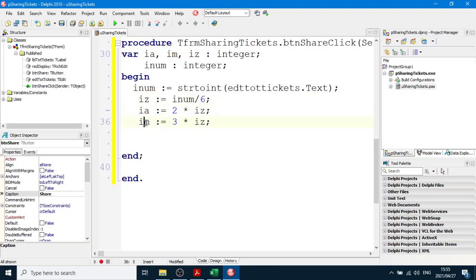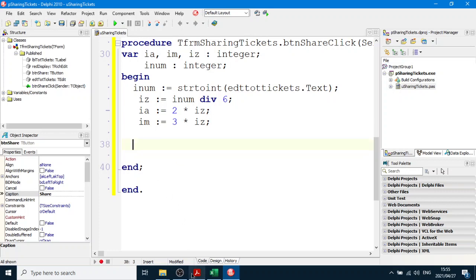RZ, RA and RM. Done. But of course, we are dividing by 6, and we will possibly have decimal point numbers. So we might have to do a div instead of division, instead of the divided sign, because there aren't going to be any half tickets. So we'll say R num div 6.